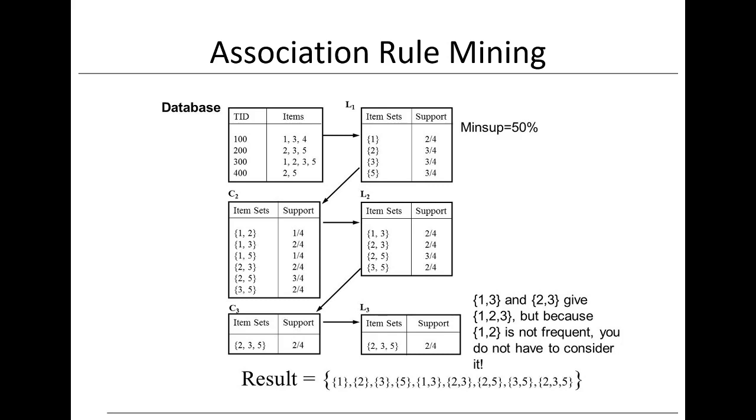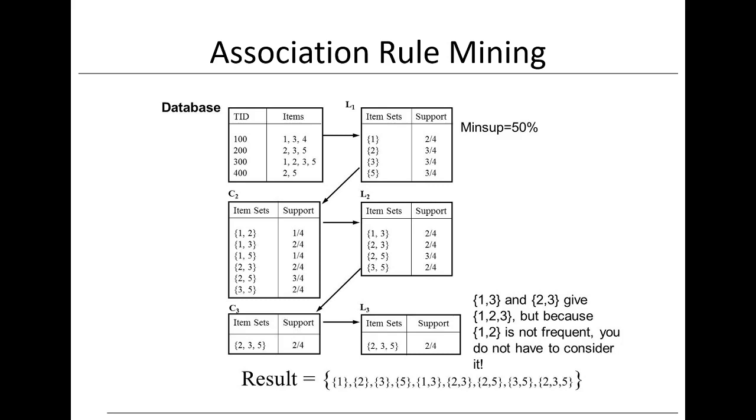We continue this reasoning. However, we make sure to apply the a priori property. For example, let's say we merge item sets 1, 3 and 2, 3 to 1, 2, 3. We already know that this can never give us a frequent item set, since the item set 1, 2 is not frequent, hence we don't have to consider it.